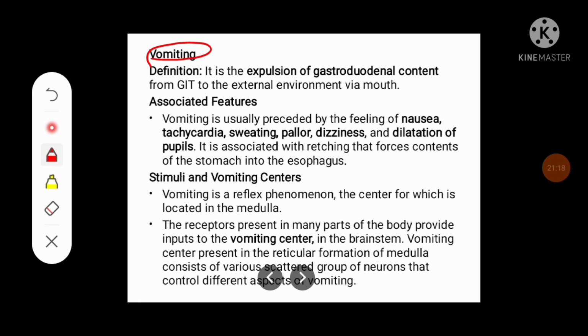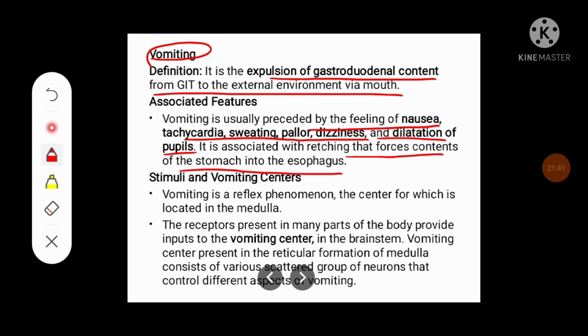Vomiting. It is the expulsion of the gastroduodenal contents from the GIT to the external environment via the mouth. Associated features: it is usually preceded by a feeling of nausea, tachycardia, sweating, pallor, dizziness, and dilatation of the pupils. It is associated with retching that forces the contents from the stomach into the esophagus.